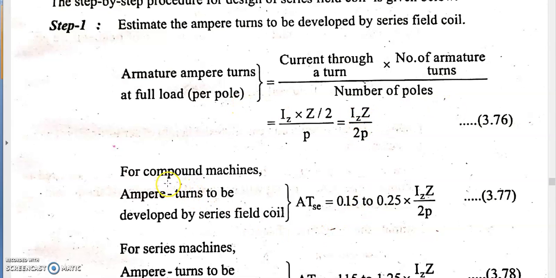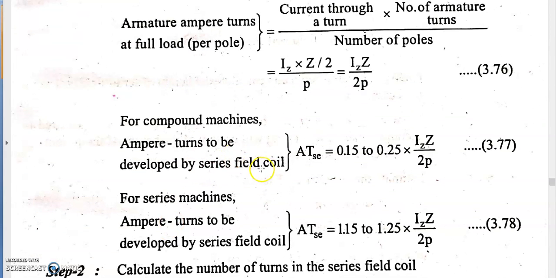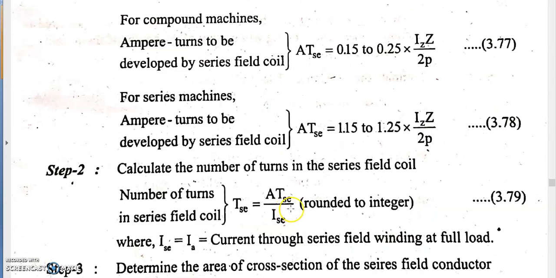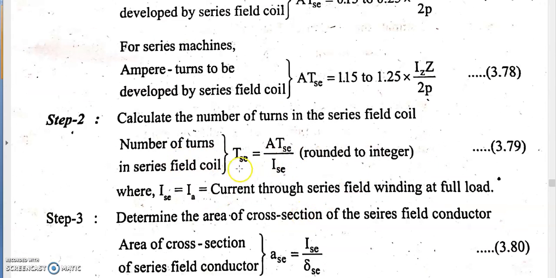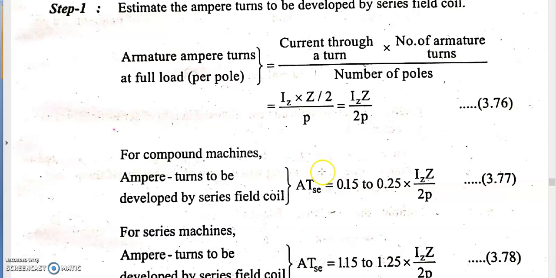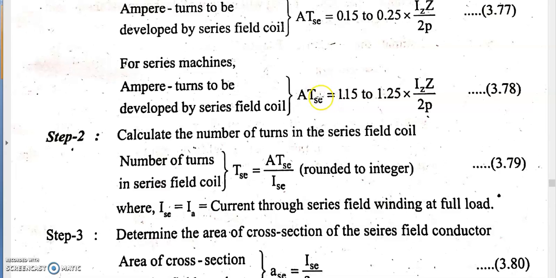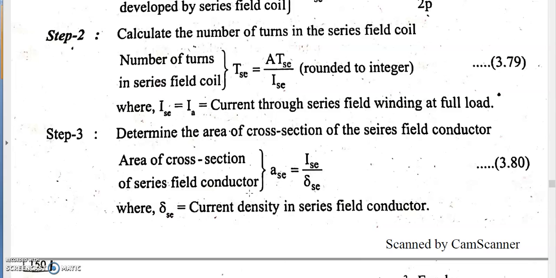So if it is a compound machine, the armature ampere turns to be developed by the series field winding is 0.15 to 0.25 times the armature ampere turns per pole. Suppose it is a series field machine, it is 1.15 to 1.25 times the armature ampere turns per pole. So this value we calculate, and then we calculate the total number of series field turns from the ampere turn equation. Ampere turn is Isc into Tsc. So AT_sc we have just calculated, and from this we can calculate the total number of turns in the series field coil.